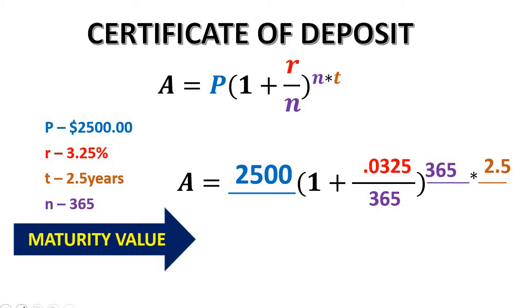Now what do we do? Determine the maturity value. Do the math. So what is the maturity value of this certificate of deposit? Excellent job, $2,711.60. Perfect.